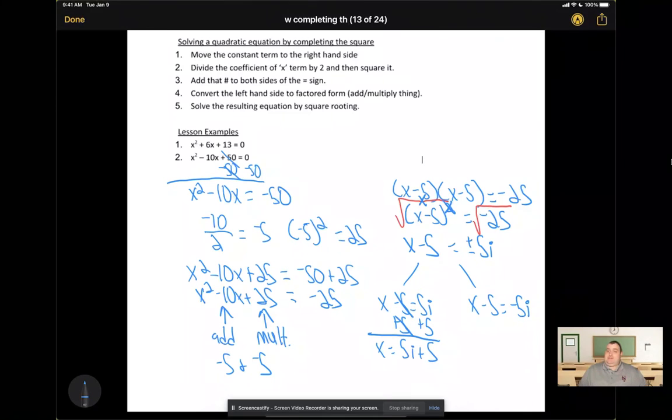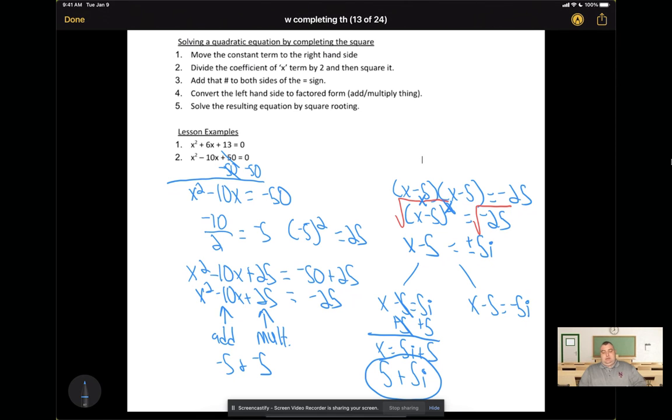But remember, I have to switch around the order so that the real number is first and the imaginary number is second. So 5i plus 5, if I switch around the order, the real number is 5 and the imaginary number is 5i. So I can switch around that order and make it 5 plus 5i. There's your first solution.